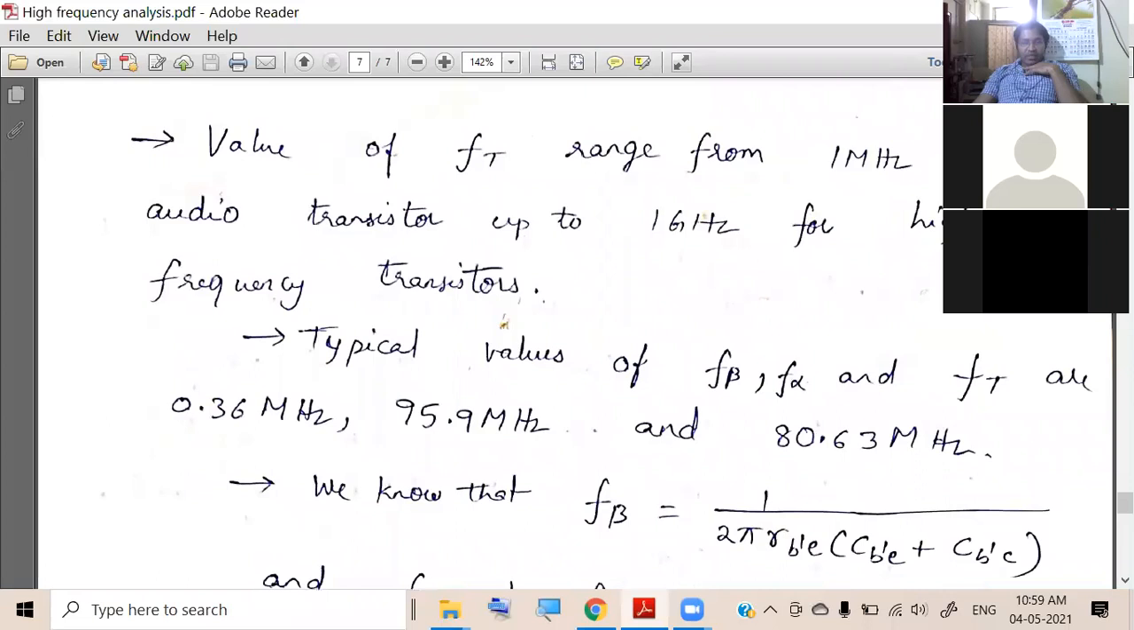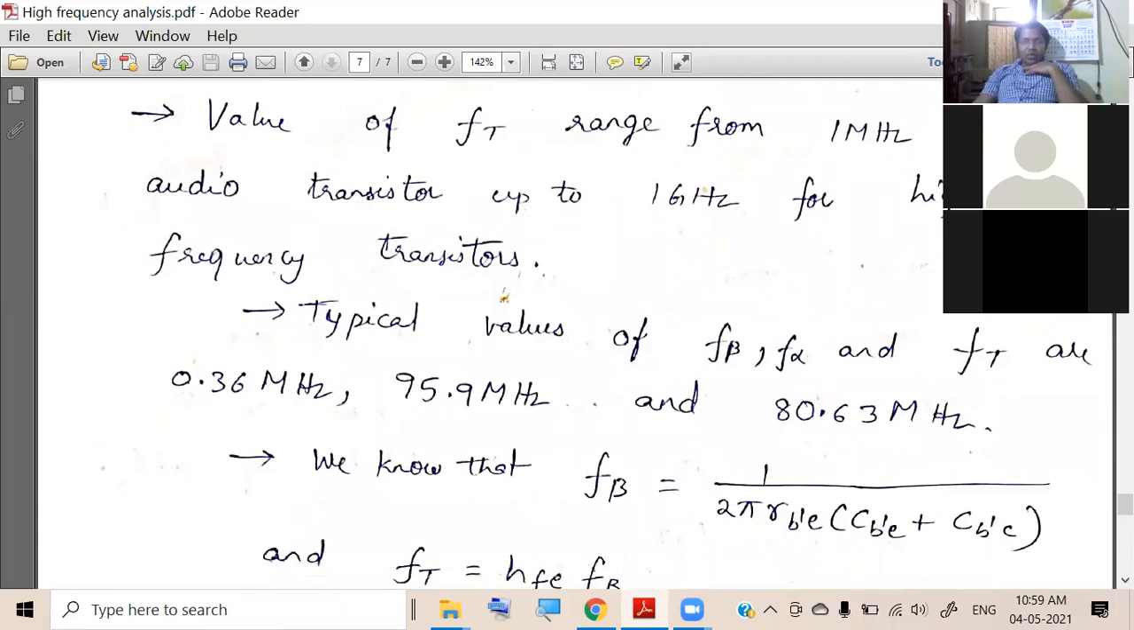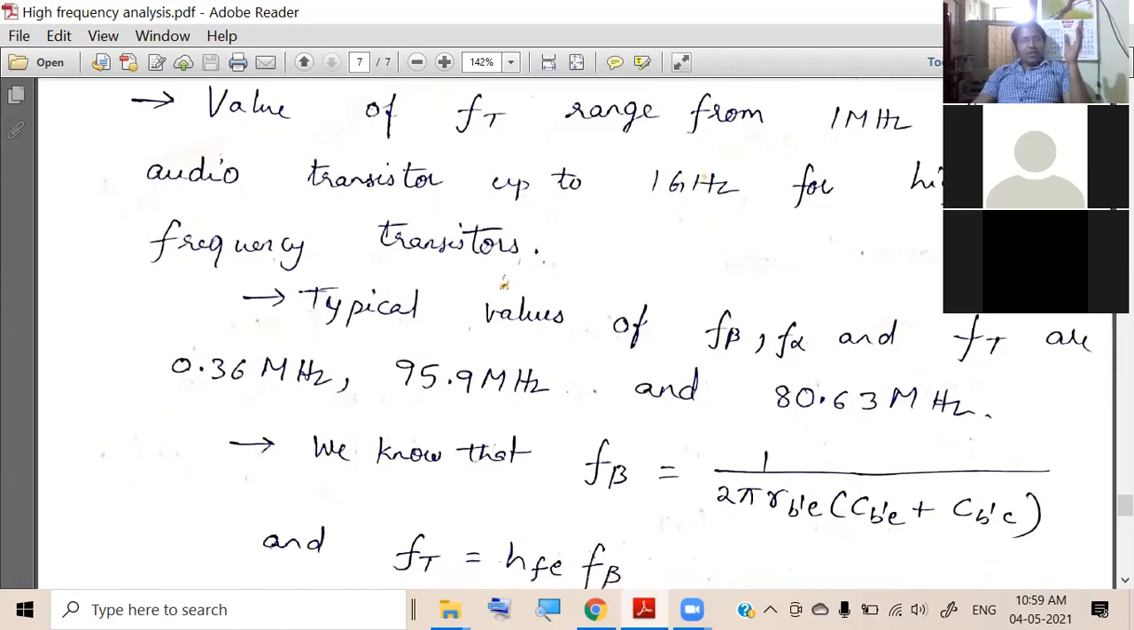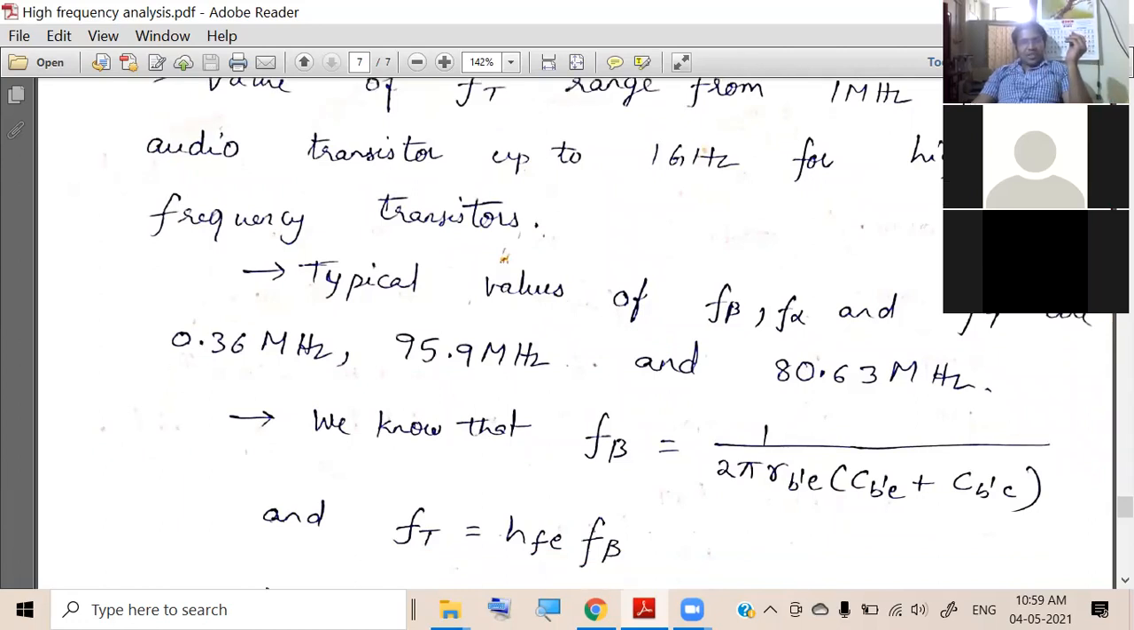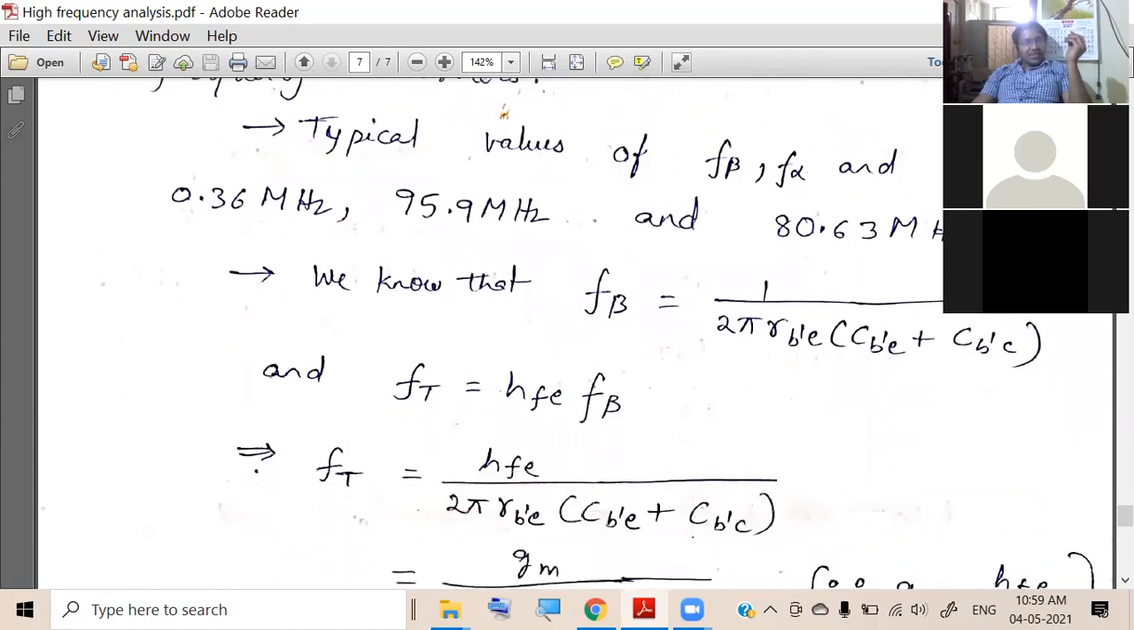Now here, f beta is usually in megahertz, and the lower cutoff frequency is somewhere in hertz. So megahertz minus a few hertz, we can approximate to be nearly megahertz. Bandwidth is higher cutoff frequency minus lower cutoff frequency. Higher cutoff frequency is in megahertz, lower cutoff frequency is usually a few hertz. Megahertz minus a few hertz will be nearly megahertz. That is why f beta we can take as the bandwidth.